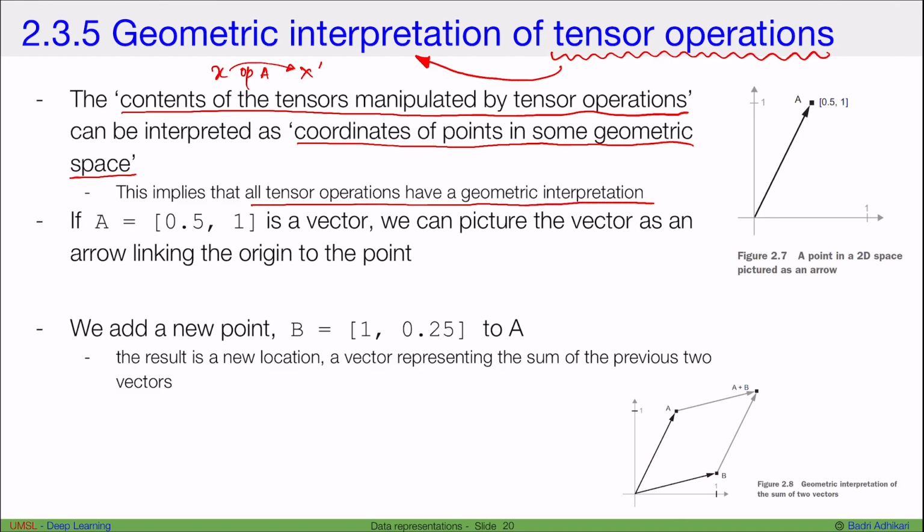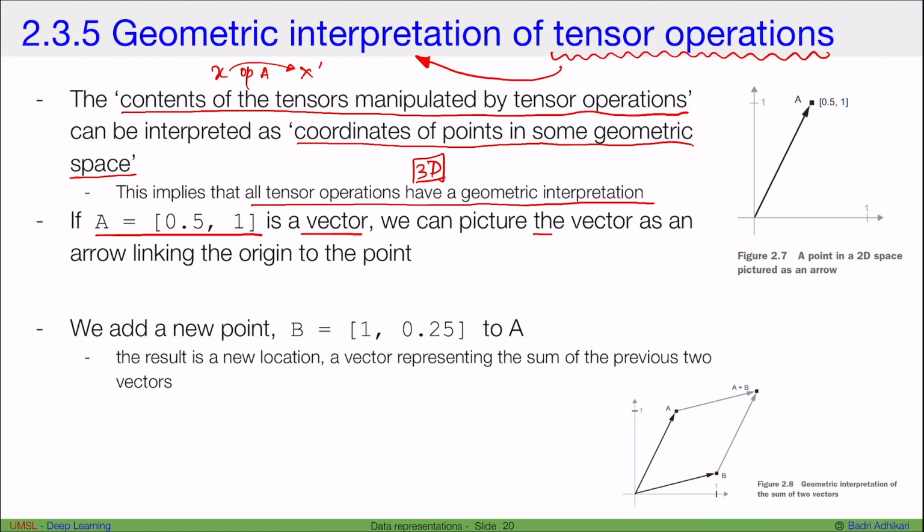Now, we may not be able to visualize all of them because of our limitation of only being able to visualize 3D or less. But for the sake of understanding, let's take a very simple example. Say a equals 0.5 comma 1 is a tensor. Let's say it's a vector.